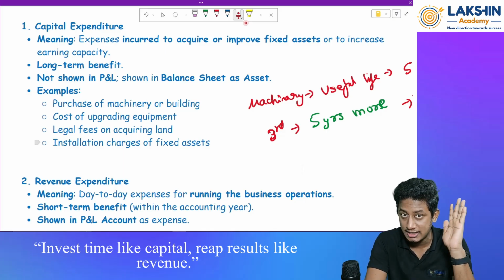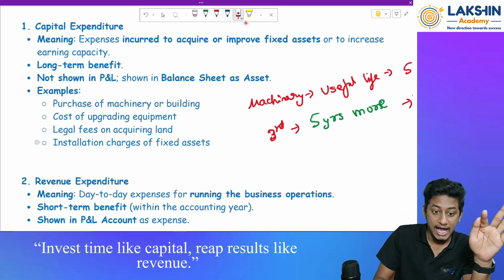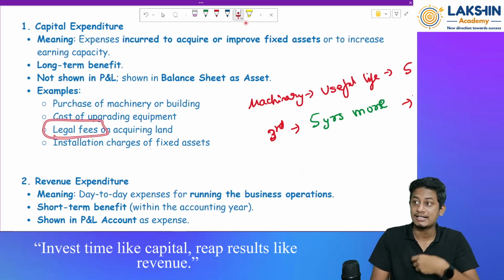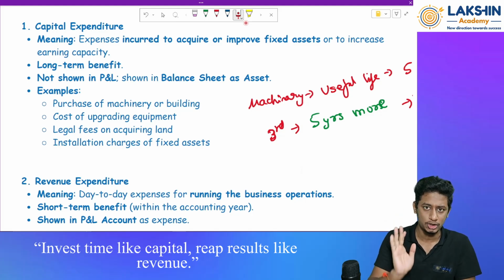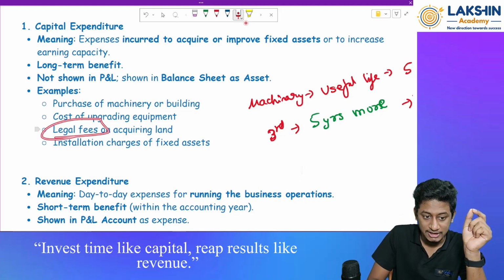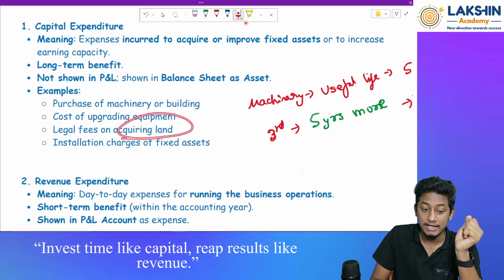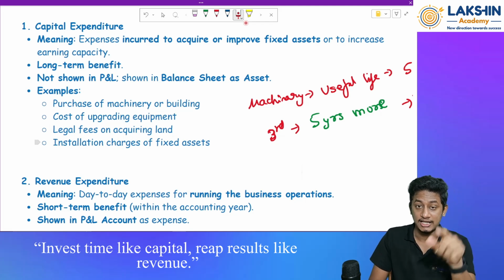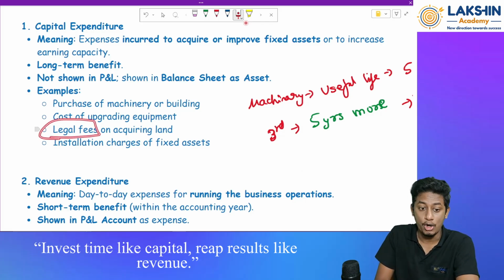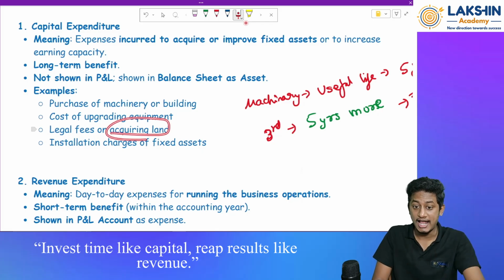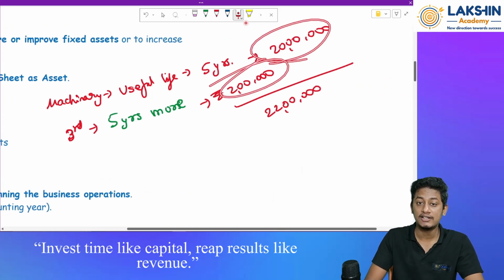To acquire that land, I am paying some legal fees, stamp duty, lawyer fees, whatever it might be, to prepare the government documentation. So these legal expenses were incurred to acquire the land. See, if I do not pay the legal fees, can I buy the land? No, it is not possible. So legal fees become an important part of buying the land, right? Because of that, I will add the legal fees to the cost of the asset to increase the value of the asset.